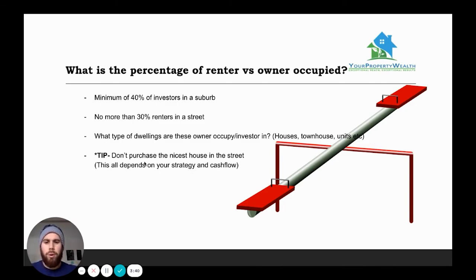Street level is super important, because have a think about this. If you had a lot of investors at street level, the property prices in that particular street won't grow as well as other streets that have more owner-occupiers, because the owner-occupiers look after their house. So here's a little secret tip: we look into a market where there aren't many investors or renters in a particular street.